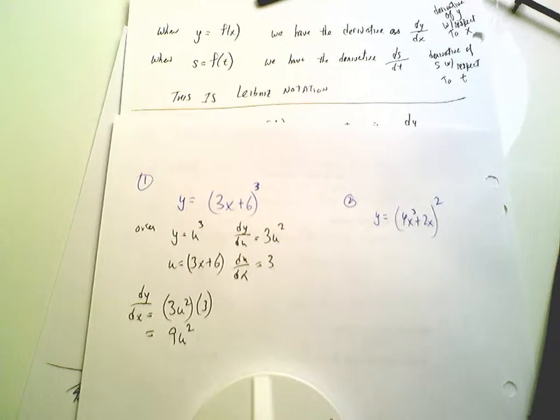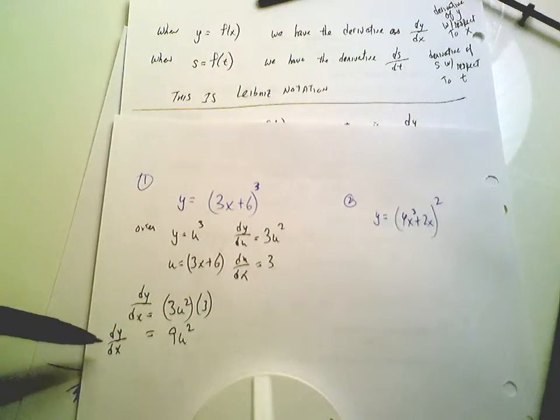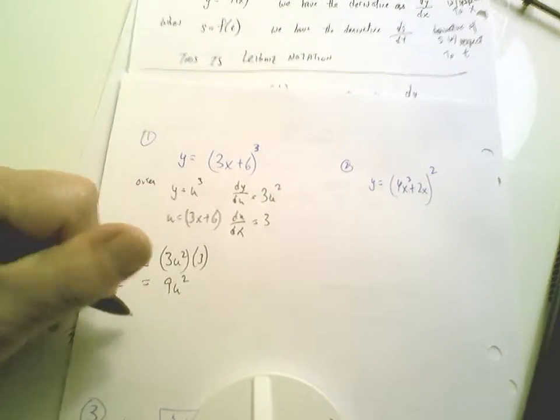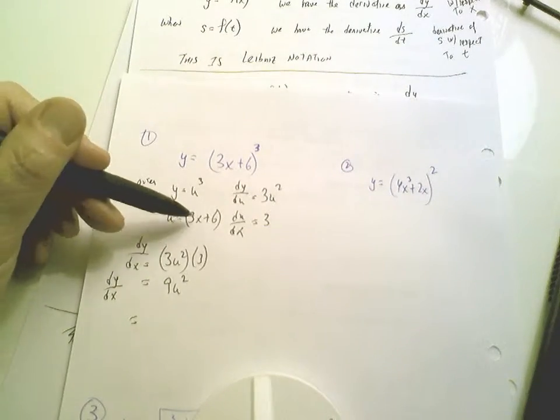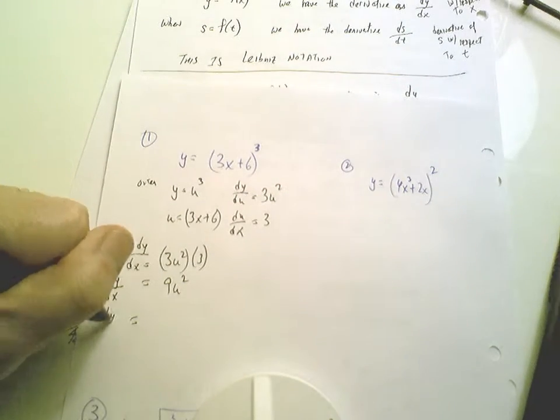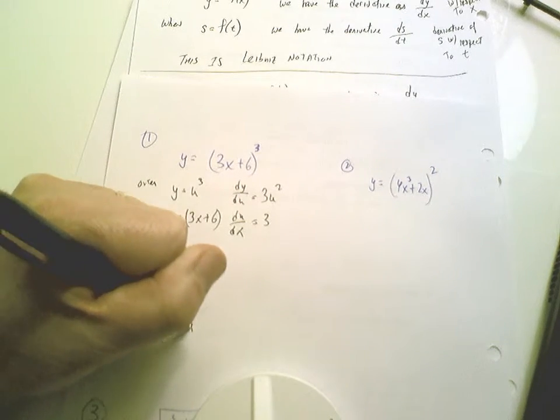Now, since I want everything in terms of x, having the variable u floating around isn't the most friendly thing in the world. And so what can I say? Substitute back in. What do I know about u? 3x plus 6. dy dx equals 9 times 3x plus 6 squared.